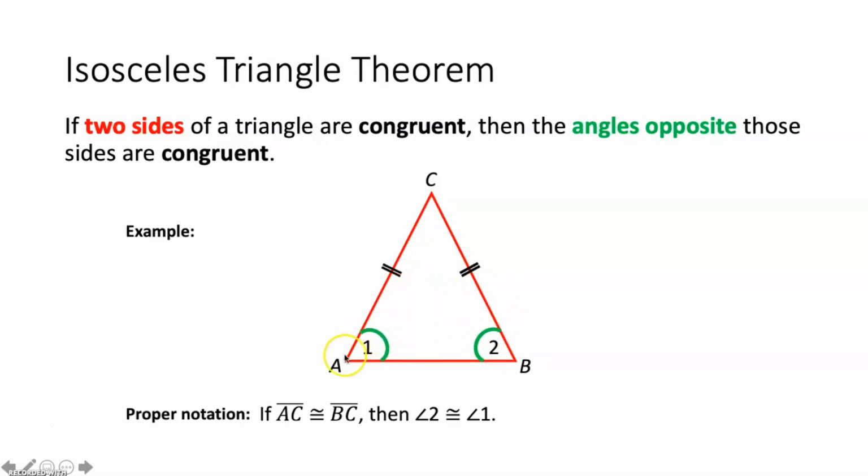So in this figure, if I know segment AC is congruent to segment BC, then I know those angles that are opposite those sides, angle 1 and angle 2, must also be congruent. That's the isosceles triangle theorem.